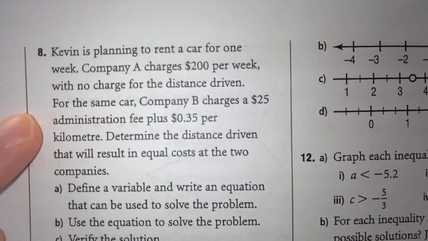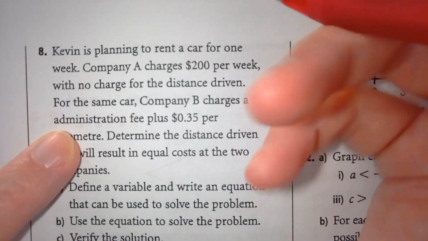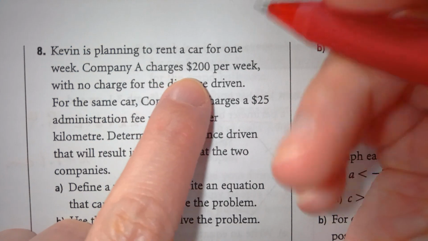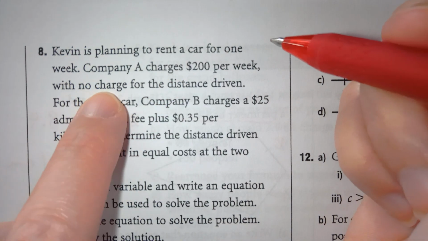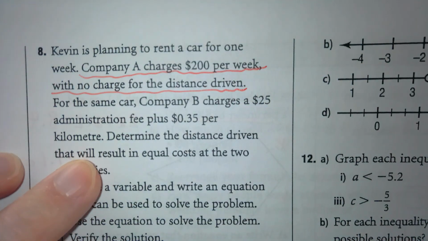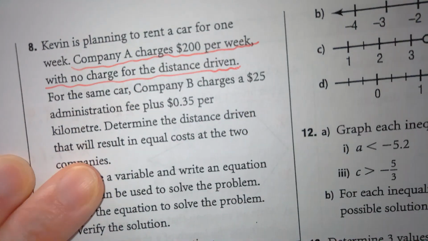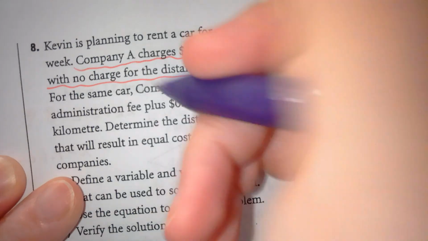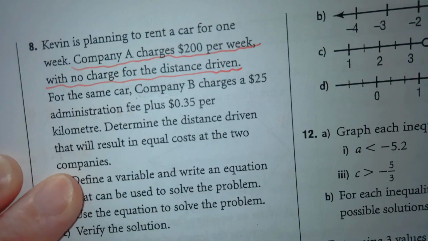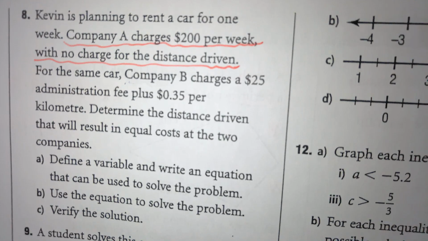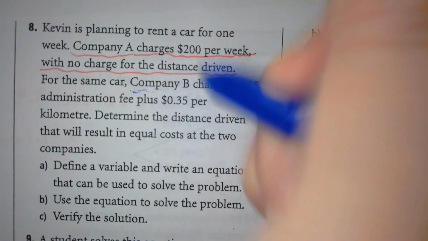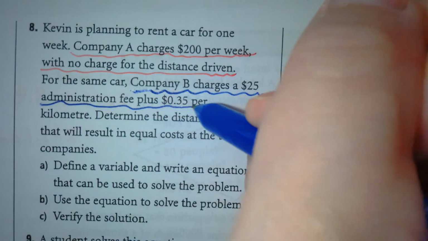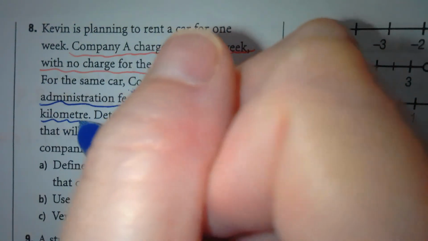So number 8, Kevin is planning to rent a car for 1 week. Company A charges $200 per week with no charge for the distance driven. So A is just this. And then on the other hand, you have company B. Okay, and then company B is the $25 with the 35 cents per kilometer.